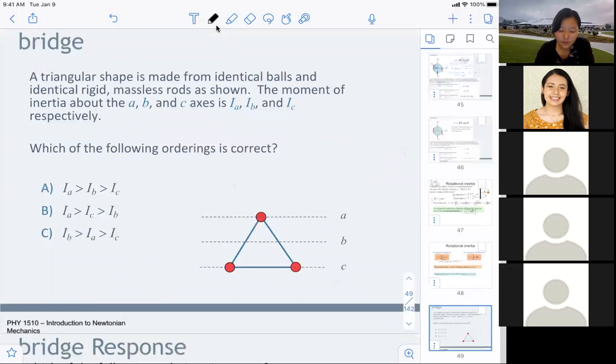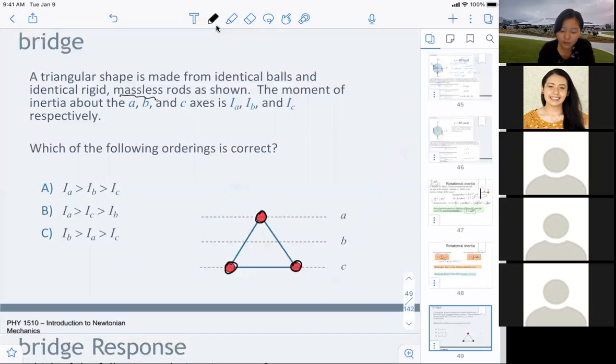Right now you have this triangle shape made of 3 identical balls and some rigid rods connecting them, but the rods are massless. So you don't have to think about the rotational inertia of the rods, but simply the 3 identical balls. So how do we calculate the rotational inertia? Relative to different axes of rotation, the I will change.